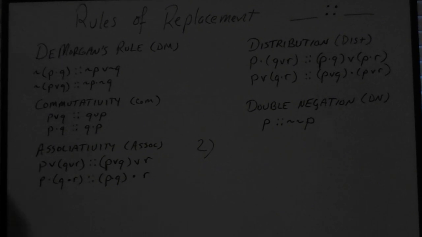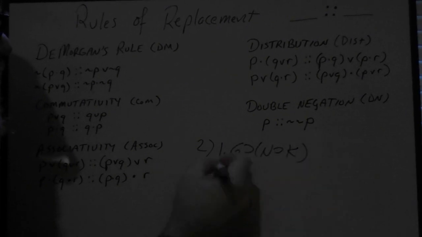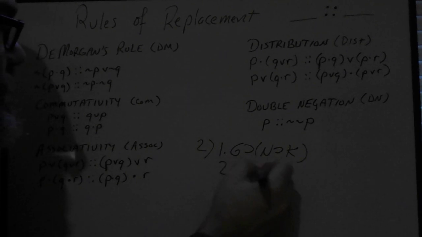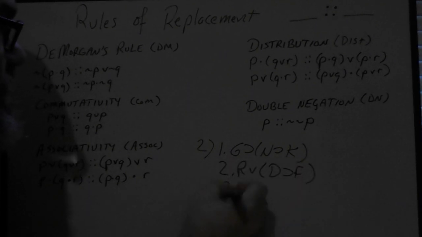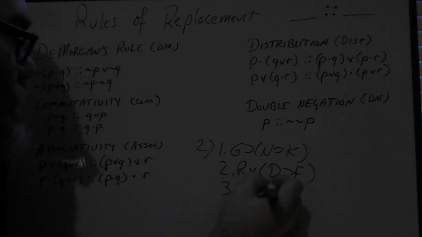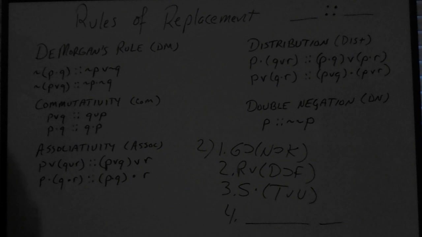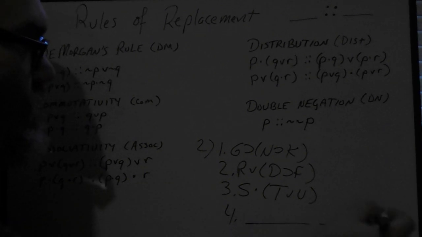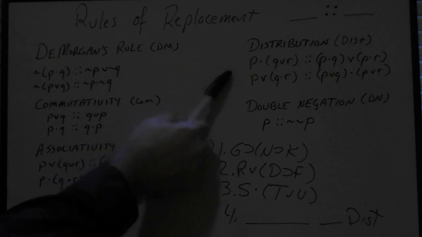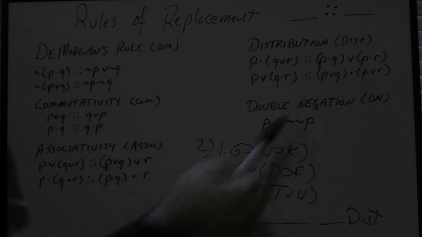So number 2, we've got G, then N, then K. Line 2, we have R or D, then F. Line 3 is S and (T or U). And line 4 is what we have to figure out, and they want us to use distribution. Alright, so we're looking at distribution, so we're going to look right here. And so we're looking for one of these lines that matches one of these 4 basic forms.